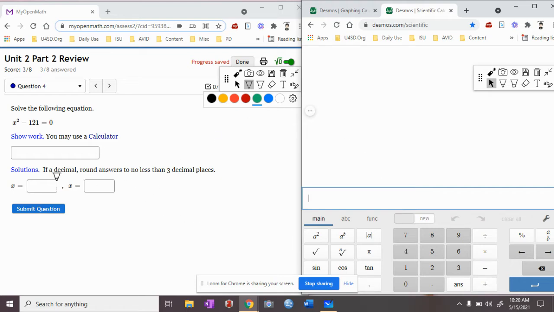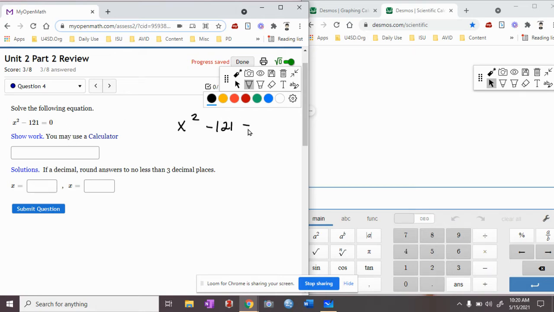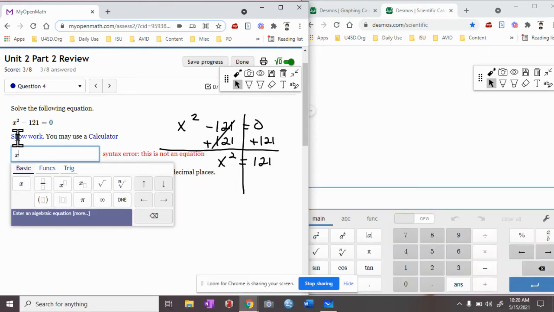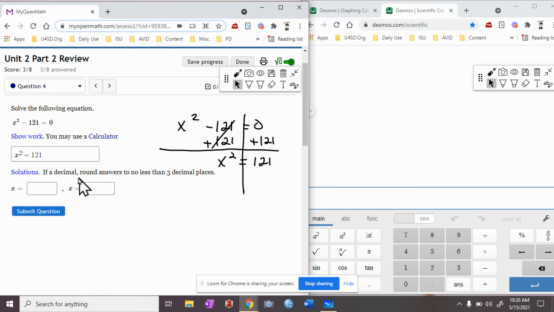All right, so we have x squared minus 121 equals 0. What we mean by showing your work here is that we want you to do this first step of getting x squared by itself, since we just have x squared and no additional x's. So in this box, we want you to type that x squared equals 121.